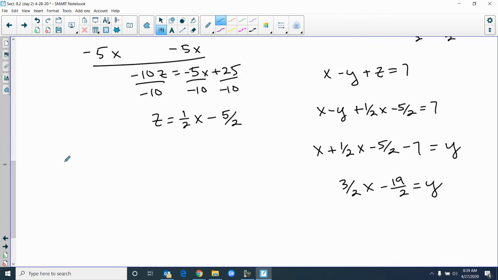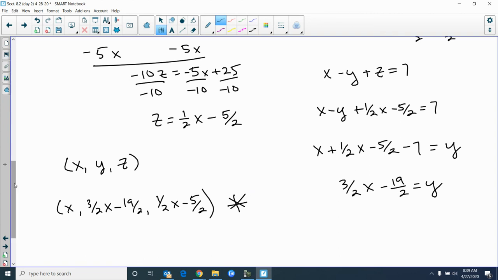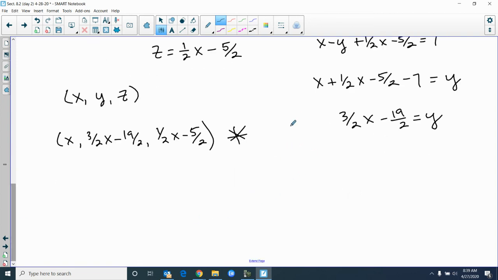Well, now we need to list the answers in ordered pair. We got x, we got y, and we got z. So if these are both written with the x in them, x is just x. Y is 3 halves x minus 19 halves, and z is 1 half x minus 5 halves. That would be your answer. Okay, you just cannot stop and say infinitely many solutions, boom, done. No, we got to go this extra route.